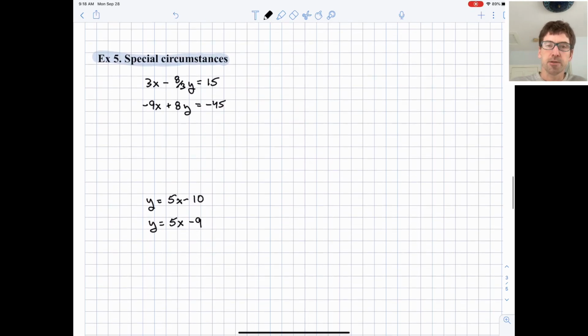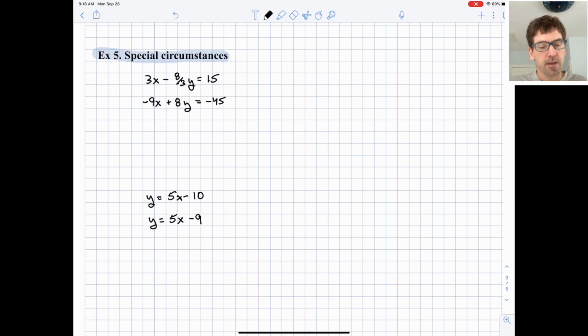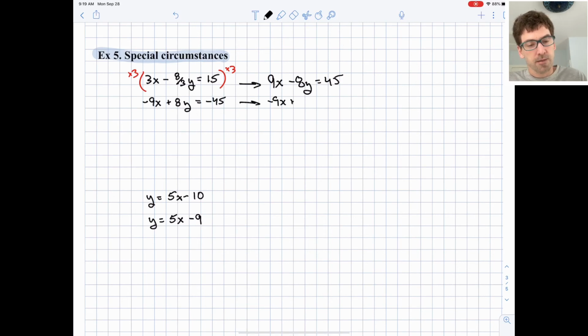All right, again, as we alluded to up top, sometimes we have some special circumstances, so let's look at those right now. We have 2 final examples that we'll be working with in this video. The top one that I'll start with, I can see that I have an 8/3 y, and I always like to just eliminate fractions by multiplying by the denominator. So let's go ahead and do that and see what things turn into. That turns into 9x minus 8y equals 45. And bringing over the bottom equation, we have negative 9x plus 8y equals negative 45.